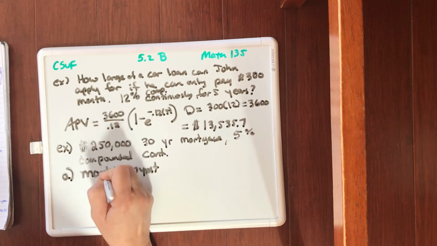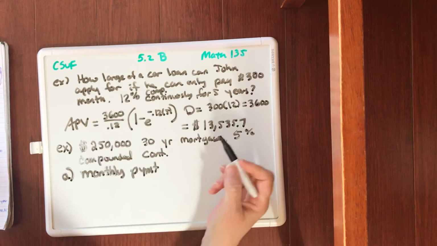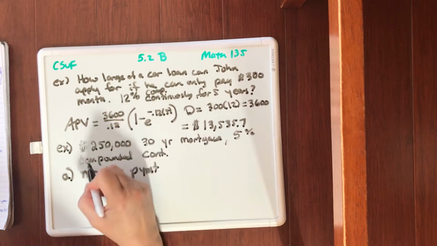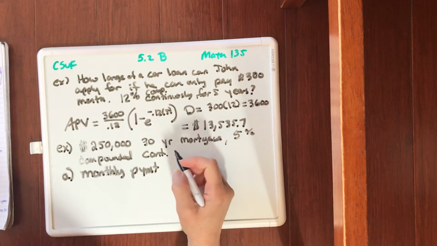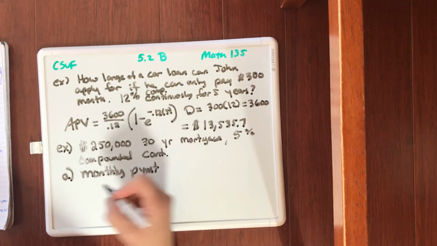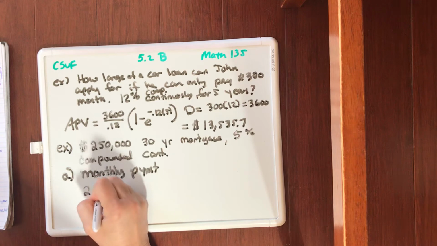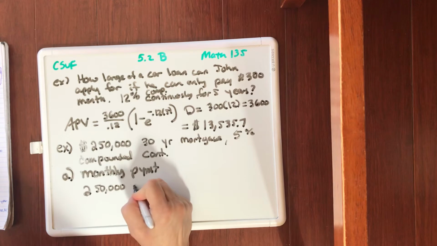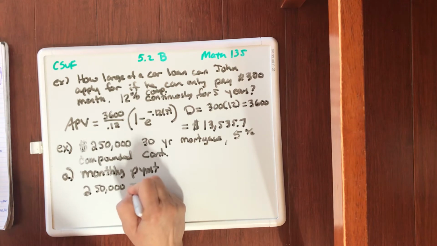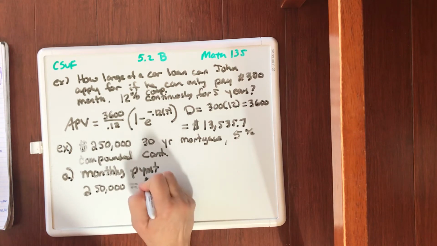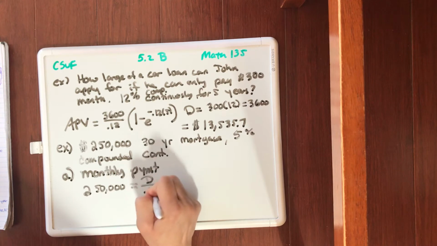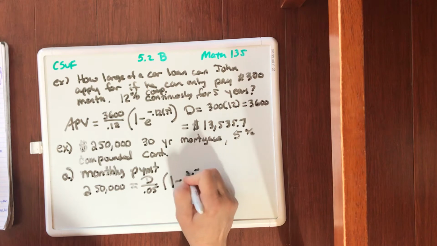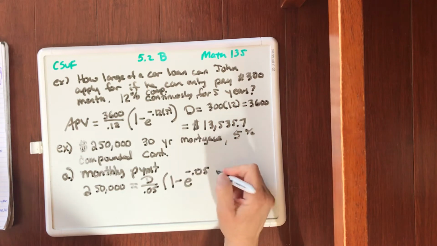Normally we'd use amortization for any kind of personal loan, car loan, house loan, but this is compounded continuously, so this is handled differently. We're going to use APV. We know that we want $250,000, which is what it's going to cost. And then we have D over 0.05 times 1 minus e to the negative 0.05 times 30.